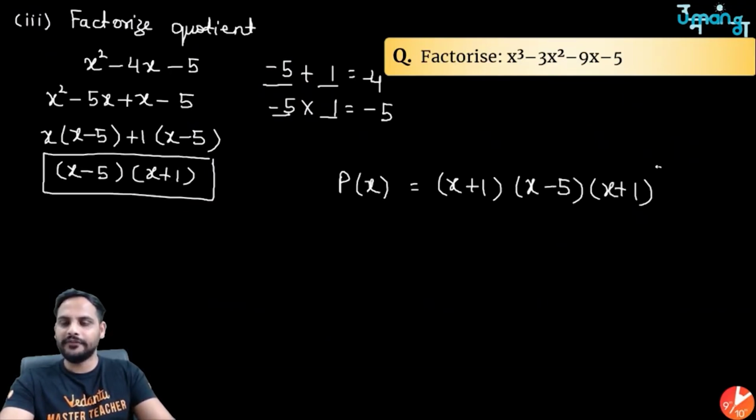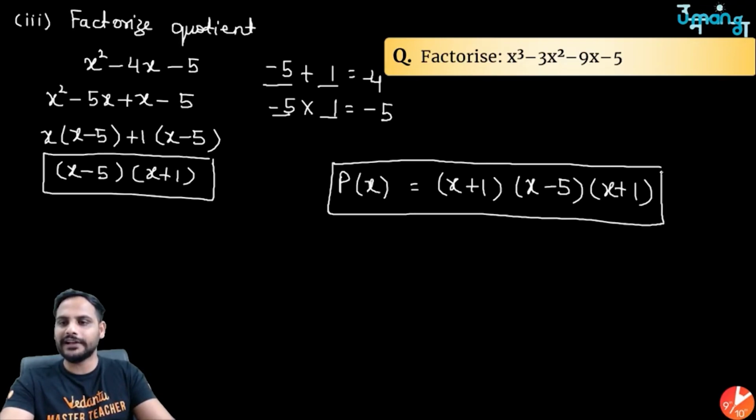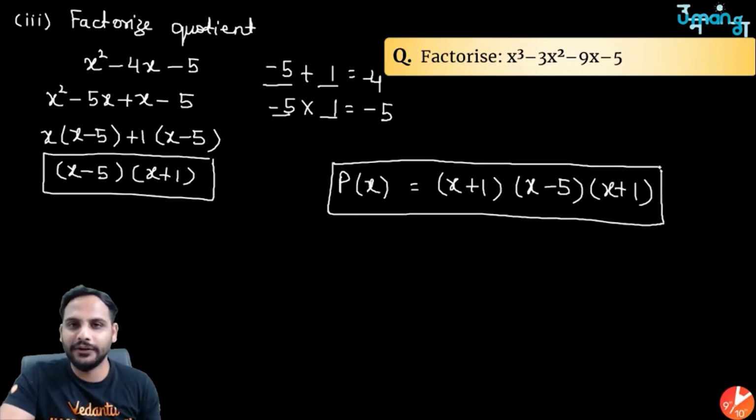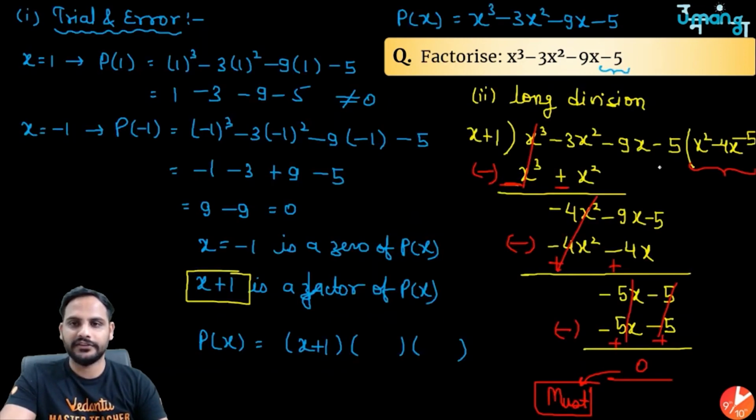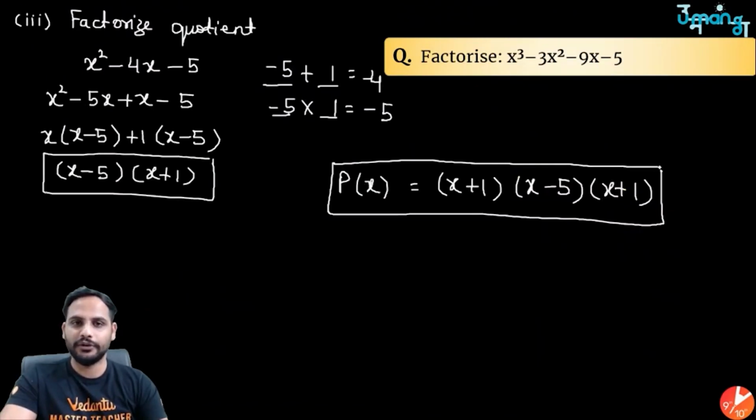Now don't be afraid that sir, x plus 1 is repeating twice. It can be there, no problem with that, right? So when you multiply x plus 1 with x minus 5 with x plus 1, if you multiply all three, you will get this cubic polynomial as your answer. Correct? This will be your factorization. So this is a very important question. This question comes in your exam directly, it is a 4-mark question. So remember, 3 steps of factorization will be done for a cubic polynomial.